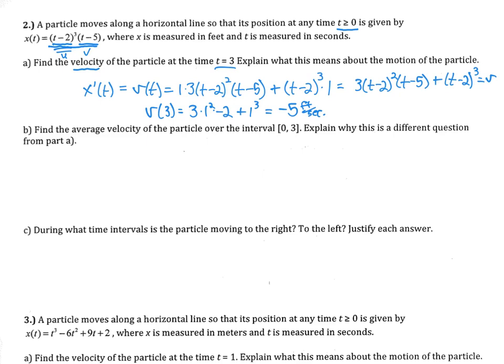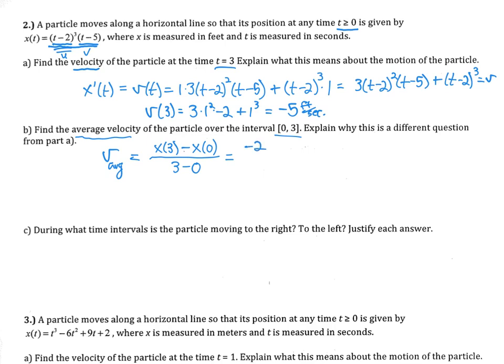Okay. What we're asked to do next is find the average velocity of the particle over that interval 0 to 3. So the average velocity asks us to look at the rate of change of position over that time interval. So we're going to set up a slope equation from 0 to 3 and look at the rate of change over that span of time. So the position at time 3 is negative 2.